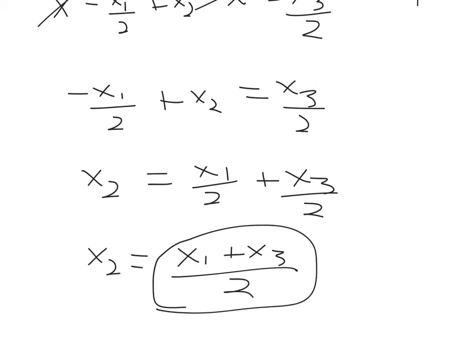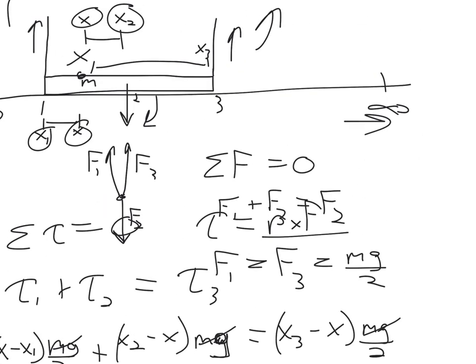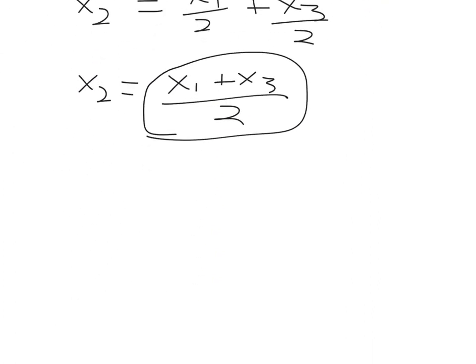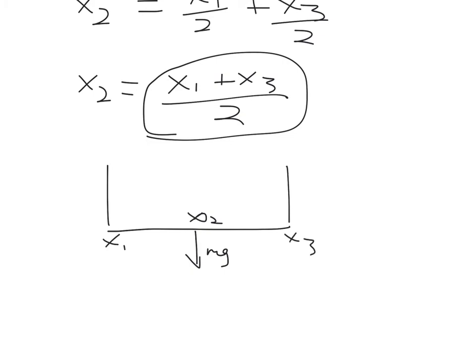Well, let's go back to the picture so that this makes some sense to you. I realize that picture has been written on a lot, it's too busy, so we're going to draw this again. So here's the rod, here's the string here, here's the string here, here's the gravity down right there, the mg. And that was position 2, that's position 1, and that's position 3.